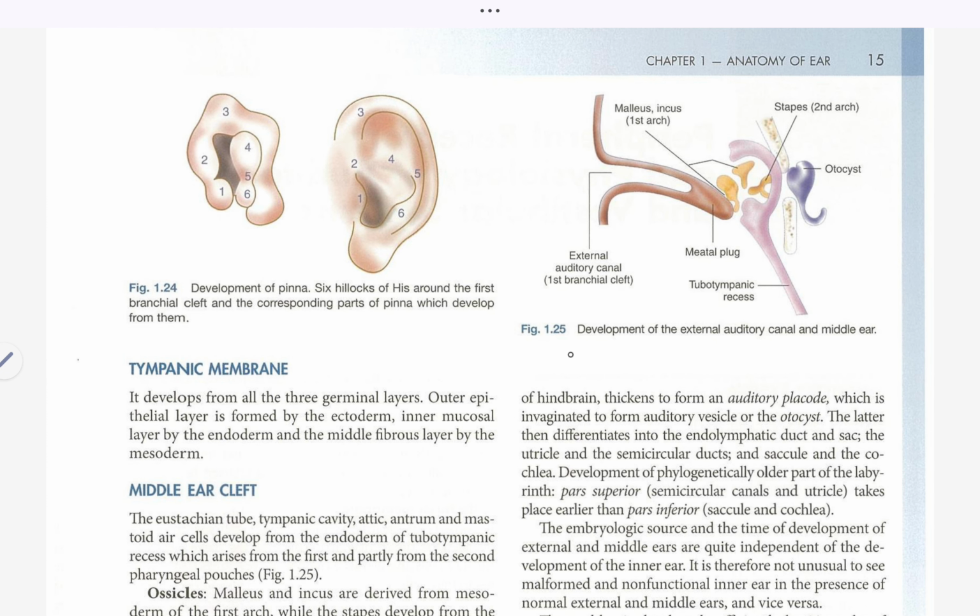Figure 1.25 Development of the external auditory canal and middle ear. Here we can see the external auditory canal, first branchial cleft, malleus, incus, first arch, meatal plug, tubotympanic recess, otocyst, stapes from the second arch.